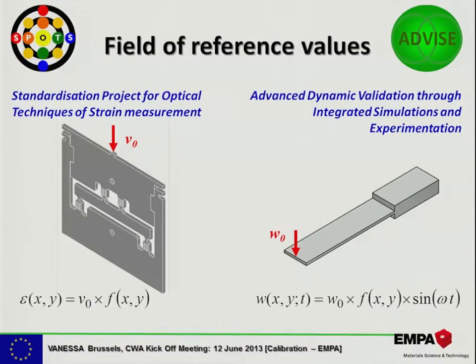The common feature of both is they are monolithic, and the traceability chain is hooked onto the measurement of a single deformation value, which is V0 on the left for the strain field and W0 on the right for the displacement field of this cantilever beam. So the essential idea is we have a single measurement value that is traced back to the meter, and we have a field of deformation or strain f(x,y), which describes the strain or displacement field in the calibration, in the gauge area.